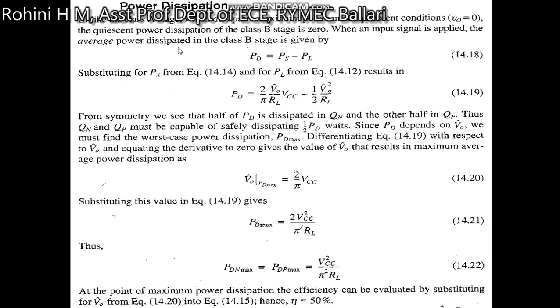Then we'll discuss power dissipation. Unlike the class A stage, which dissipates maximum power under quiescent condition, the quiescent power dissipation of the class B stage is 0. When the input signal is applied, the average power dissipated in the class B stage is given by the power dissipation in a class B stage.